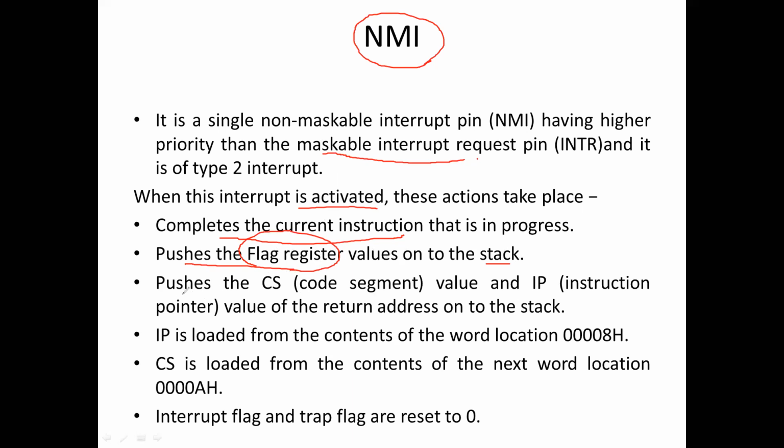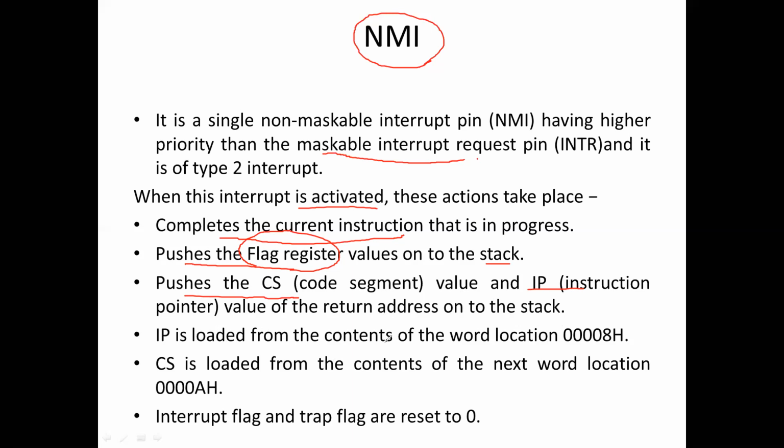The flag register values are copied to the stack by pushing all the flag values. PUSHF was the instruction. It also pushes the code segment value, CS, and the instruction pointer value, IP. Again, when it comes back to the main program after serving the interrupt, it should know where it was. For that reason, it transfers all the important content to the stack.